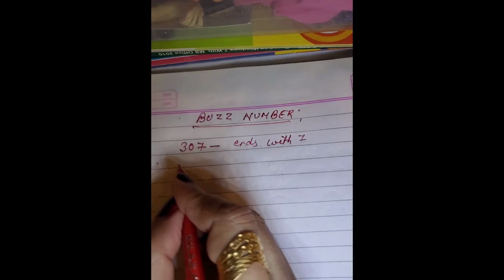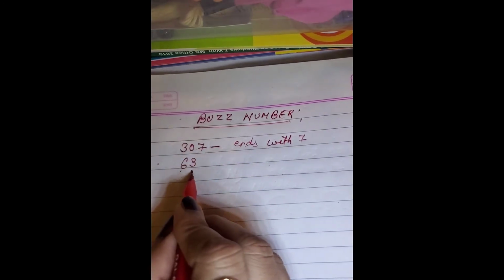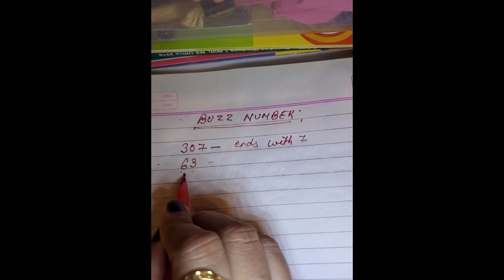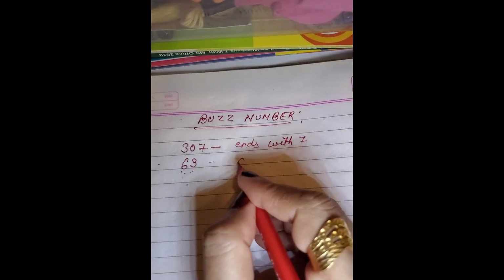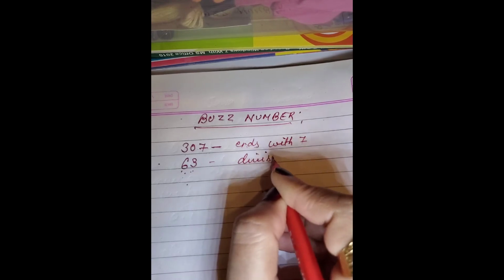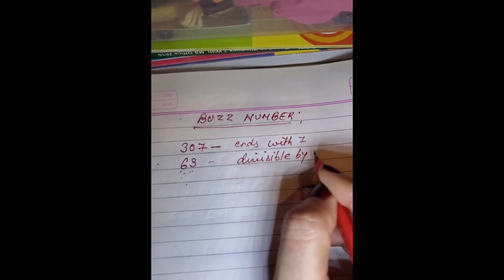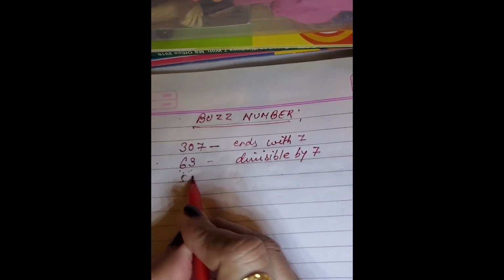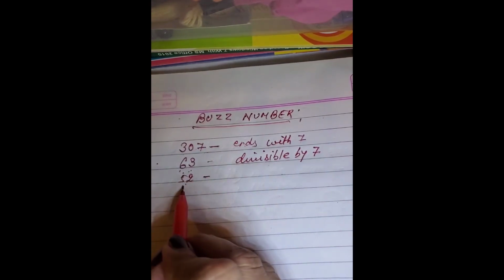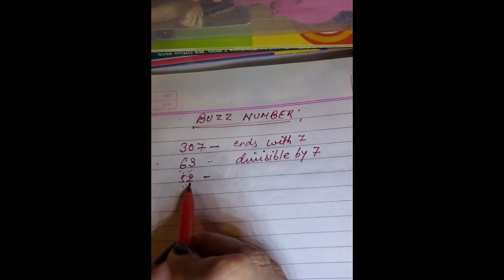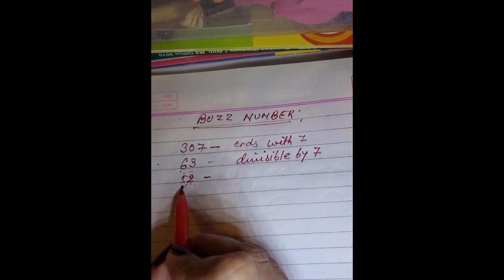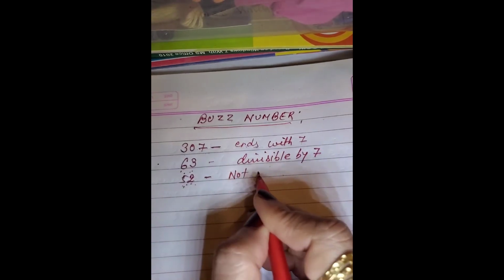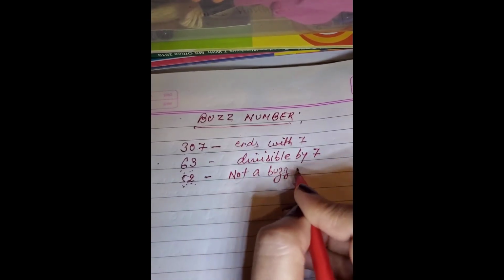The another number is 63. This is not ending with 7, but when you divide this number, it is completely divisible by 7. So you can write divisible by 7. So what is the meaning of this? These two numbers which I have given. Now look, another number 52. This number doesn't contain the last digit 7, and as well as it is not divisible by 7. So this is not a buzz number. So hope you get it.